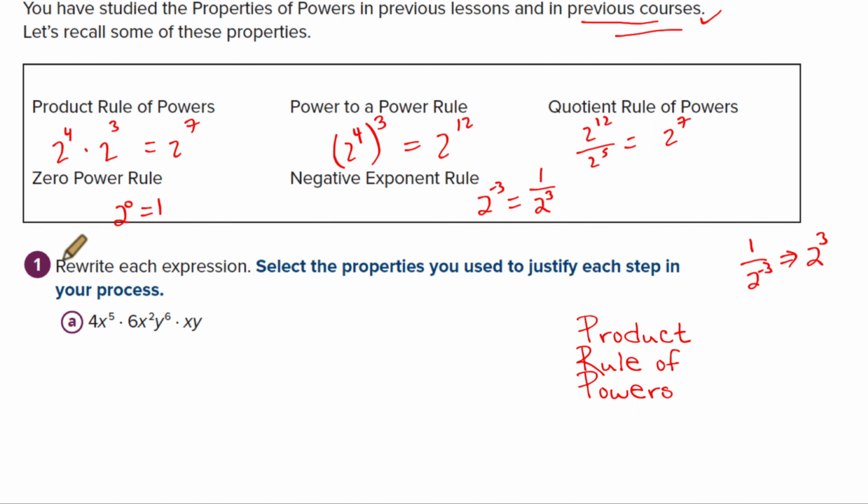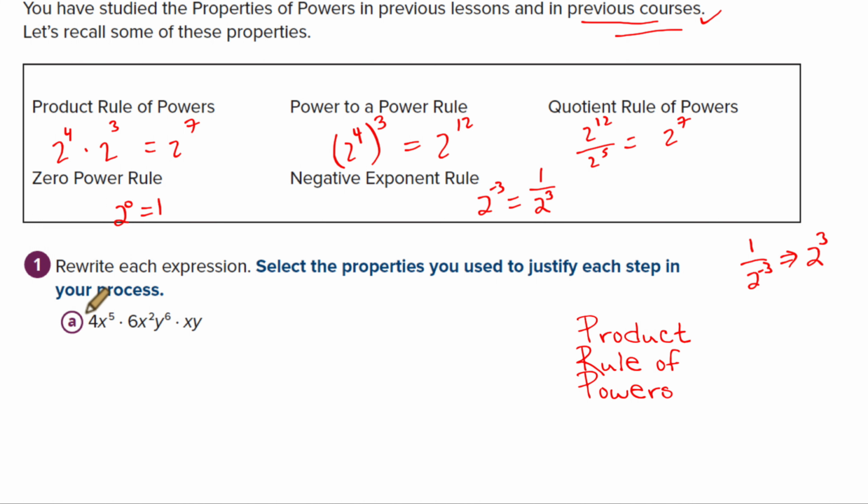We're going to start with number 1, though, using the product rule of powers. I gave you the property first, and then we're going to go back and use it. The product rule of powers means that when we are multiplying 2 common bases, we can add the exponents. And when I look at A here, we're going to treat coefficients as regular old numbers. We have 4 times x to the 5th times 6x squared y to the 6th times x times y.